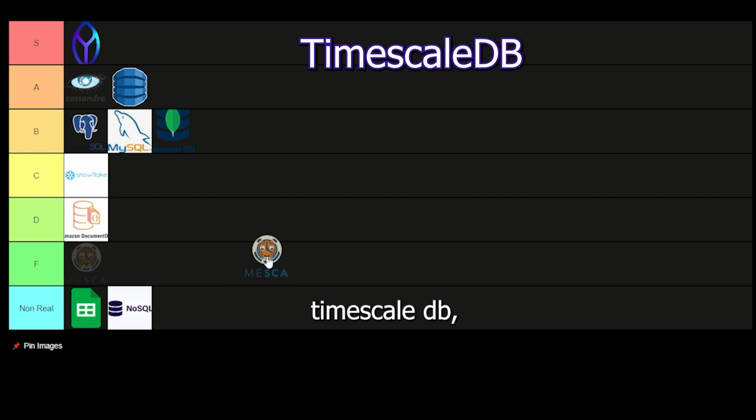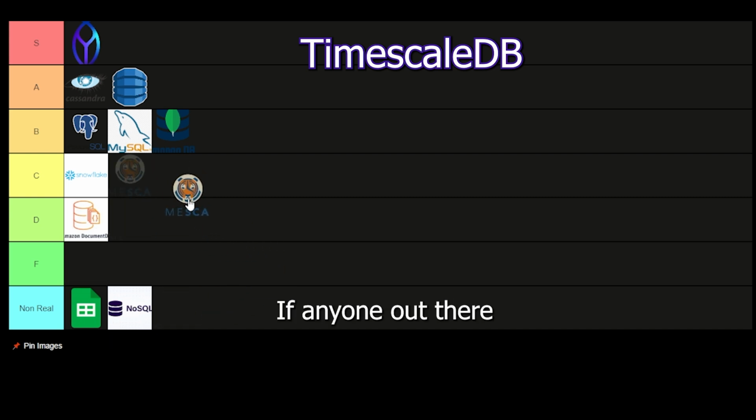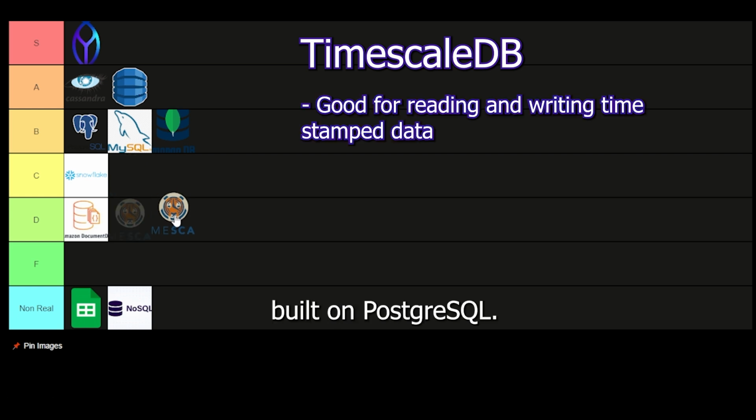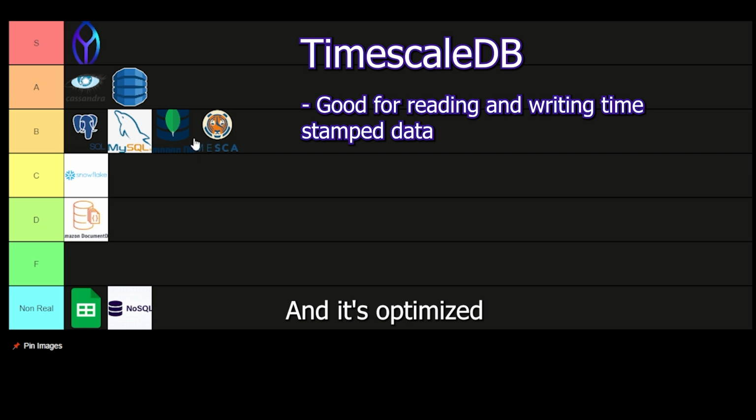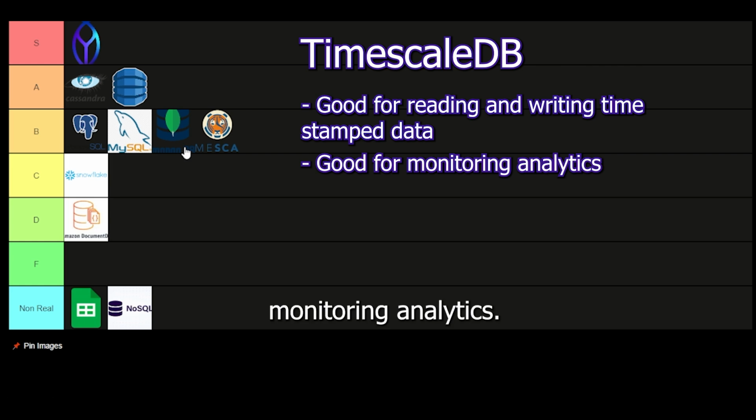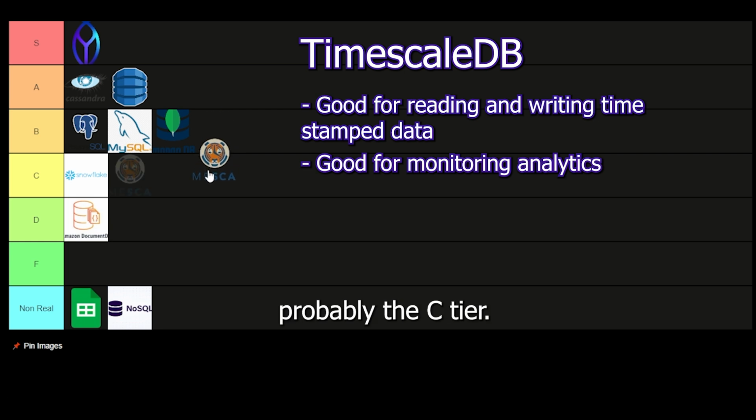Finally, we have TimescaleDB. If anyone out there has heard of this, it's a powerful time series database built on PostgreSQL, and it's optimized for efficient storage and querying of time-stamped data. Its features like automatic partitioning and SQL compatibility make it ideal for use cases such as monitoring analytics. So it can be used in some of your analytics use cases. You rarely need something like this for a system design interview, and therefore I think it belongs in probably the C tier. So TimescaleDB is going to find itself in the C tier, and that concludes our list.